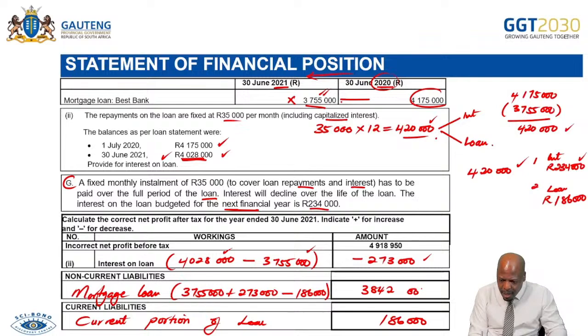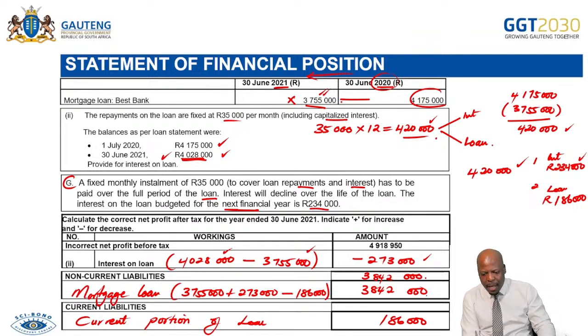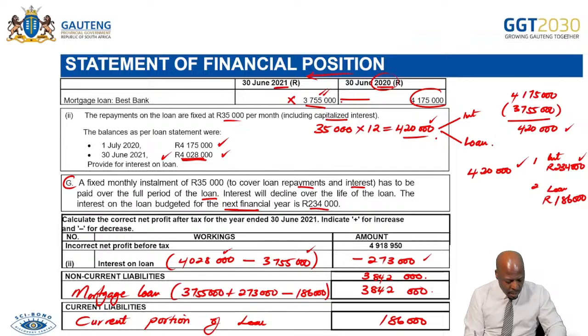3,842,000. So we bring it again to the top, just like that, right at the top there. All right. Can I go on to the next one?